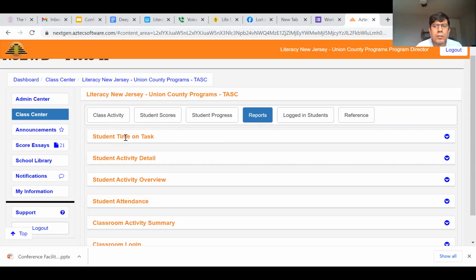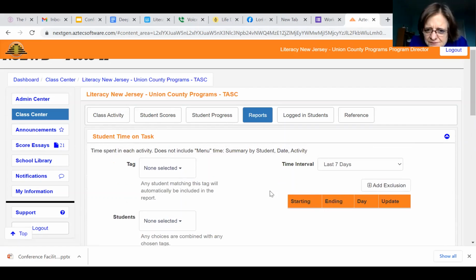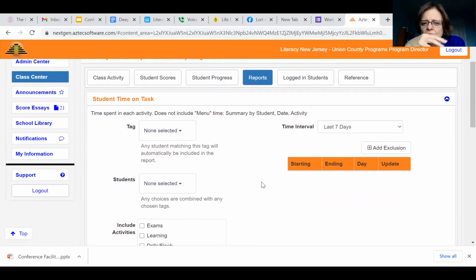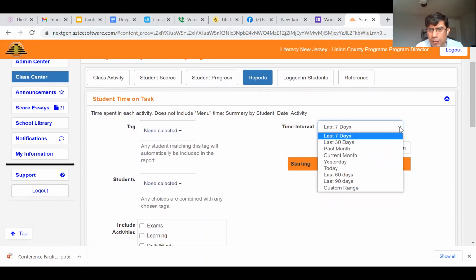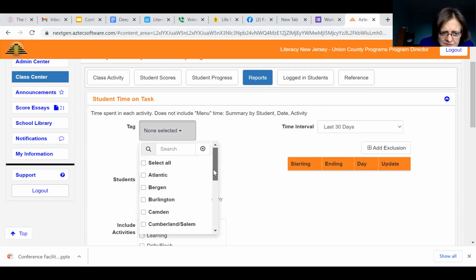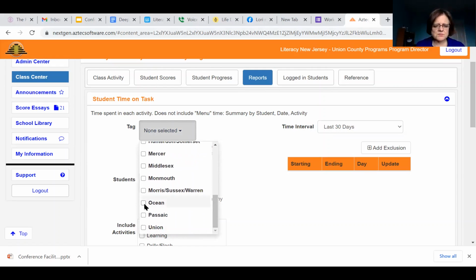But you may get people, like somebody should clean Aztec. I don't know who's nominated, but somebody should clean Aztec and take out people who haven't been here for the past 2 years. But if you do a time on task and set an interval of the last 7 days, at least you won't get all the people that have long since left us, or the last 30 days. Like so, and then if you do ask for a report, nothing seems to happen.